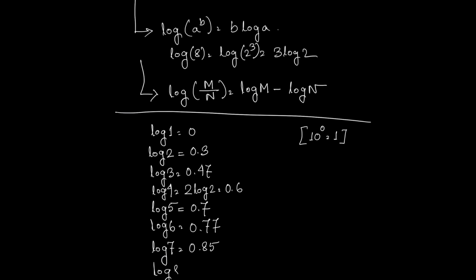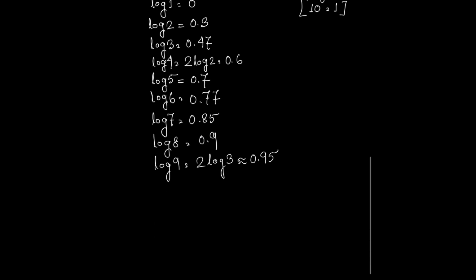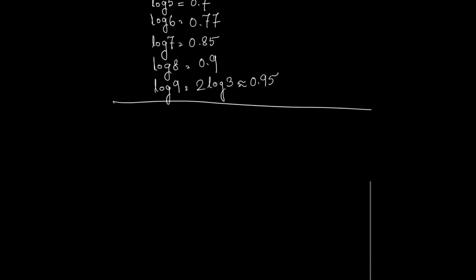Log 8, we just derived it, that is 3 log 2, and it is 0.9. Log 9 would be 2 log 3, that is approximately 0.95. It is all the basic log table, which you can remember by just one reading. It's not that tough. Now let's come to the later part, where the big ones will be involved.